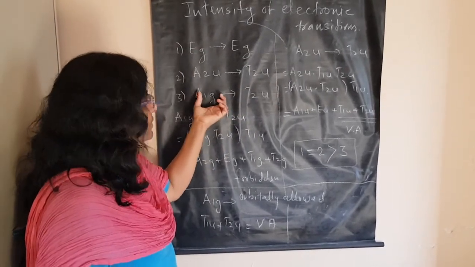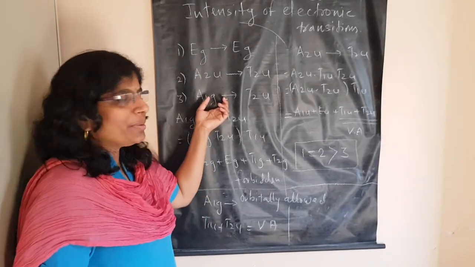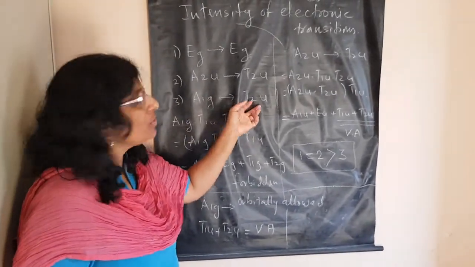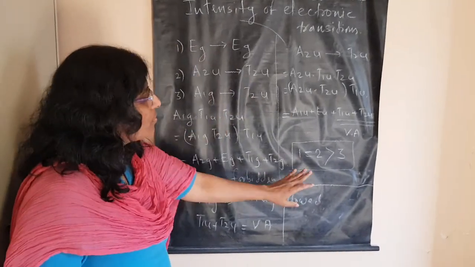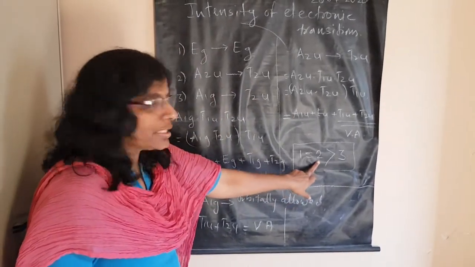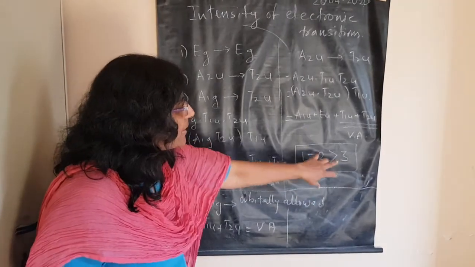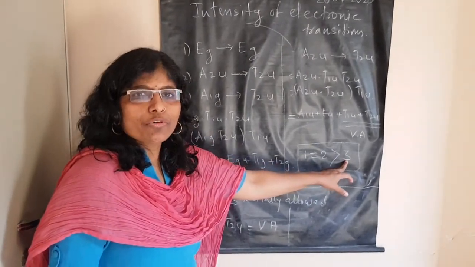Obviously, whenever a transition is forbidden, its intensity will be very low, and when a transition is vibronically allowed, its intensity will be high. So the first equals the second in intensity, and these two will be higher than the third, because the third one is a forbidden transition.